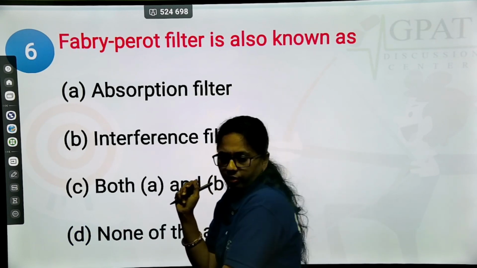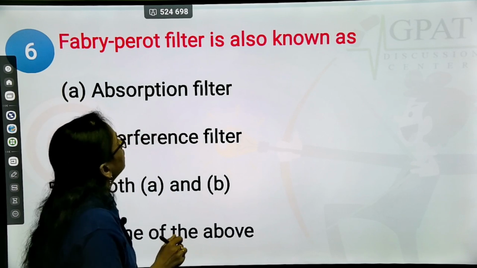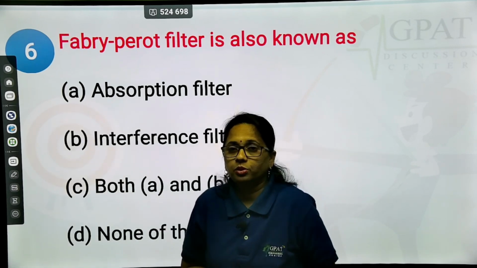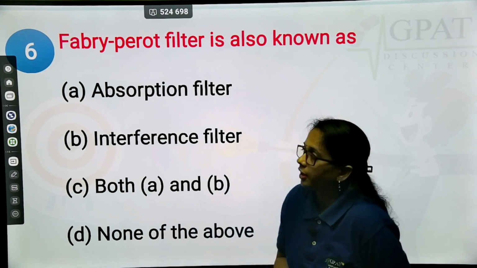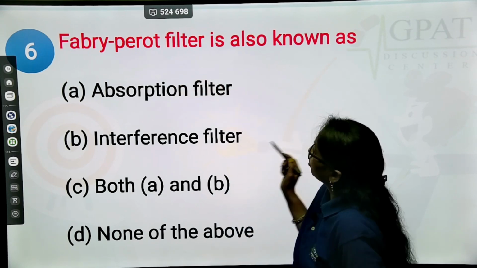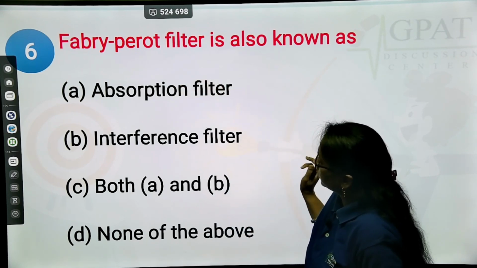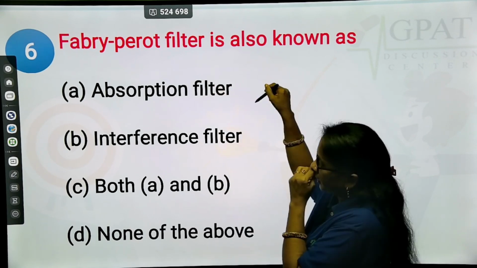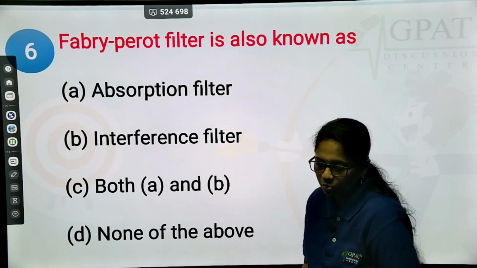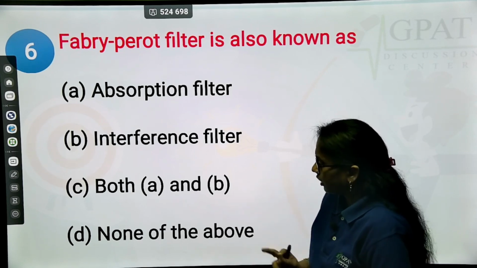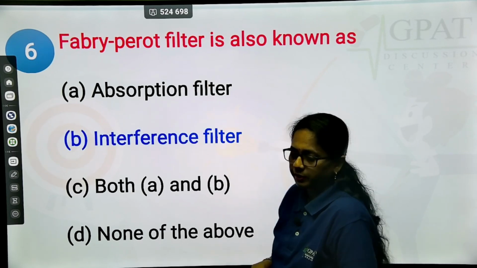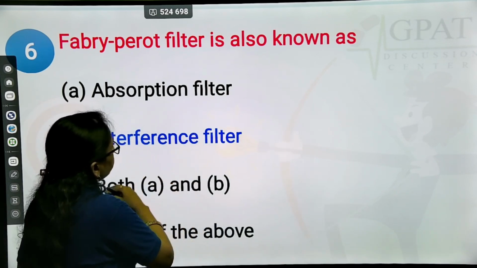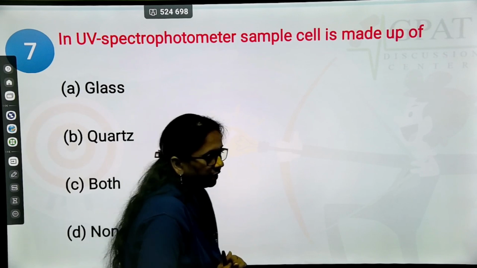Next, Fabry-Perot filter. Which type of filter is this? Actually most of you have not heard about this filter name. Fabry-Perot filter is also known as: absorption filter, interference filter, both A and B, none of the above. Any filter is going to be either absorption or interference. Both A and B could not be the right answer, D is also not there, and Fabry-Perot is one of the interference filters. So it is one type of interference filter.